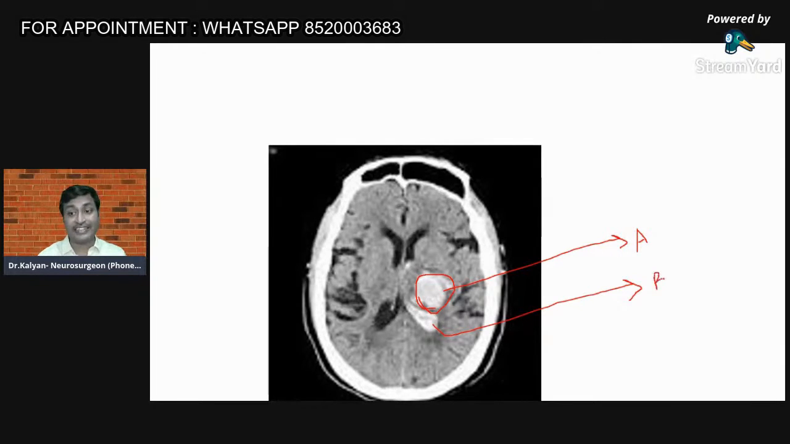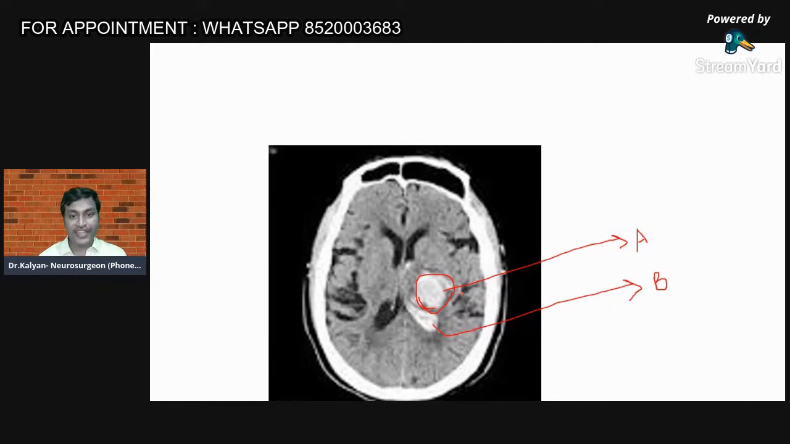Dr. Sujan, you can't answer half. I want an entire answer. Dr. Kishan, you are wrong. It's not an SAH. These are the sulci, and the sulci are clear. There is no blood in the sulci, so it's not a subarachnoid bleed. How do you identify a subarachnoid bleed? When the cisterns or the sulci are filled with blood, it is a subarachnoid bleed. So this is not a subarachnoid bleed.